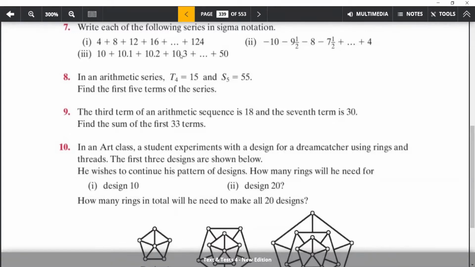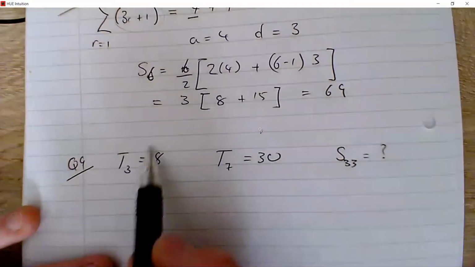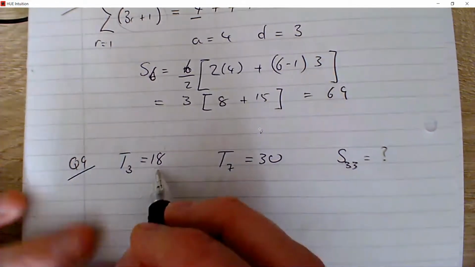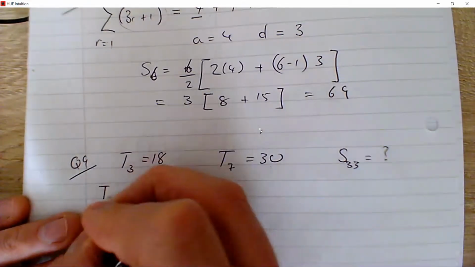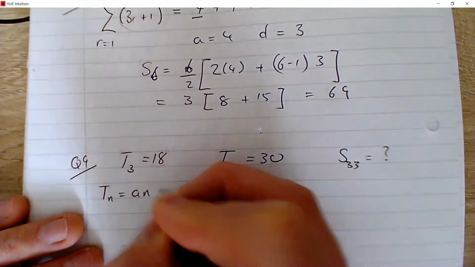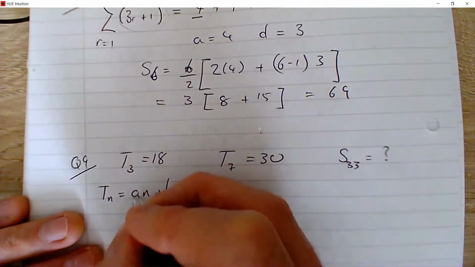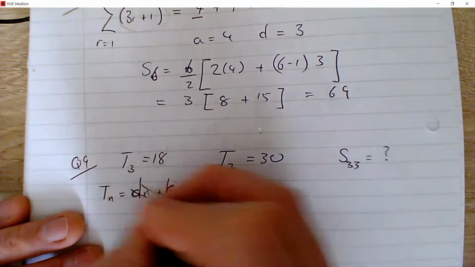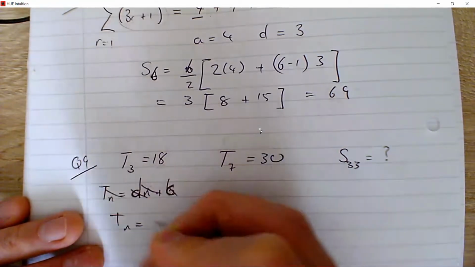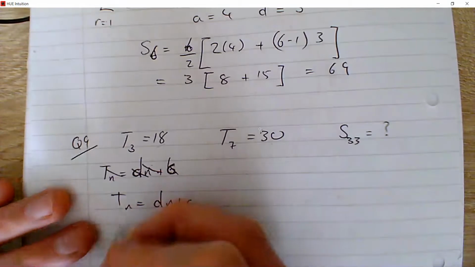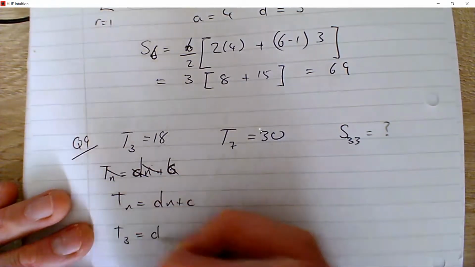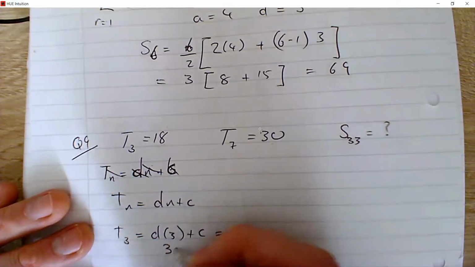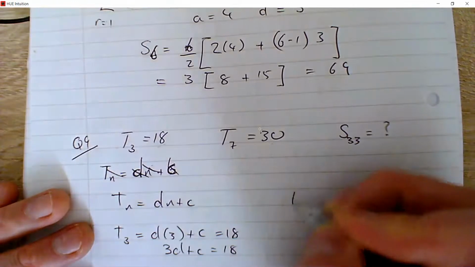So what we're looking at is back to the terms. The third term is 18. So we're back to our Tn is, let's say, an plus b, or I think I might have been using d for common difference, dn plus c, I think, in the last video. So let's stick with that. dn plus c. Okay, so t3 is d times 3 plus c is 18. Okay, so 3d plus c equals 18.